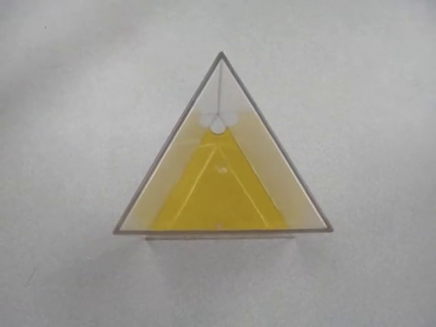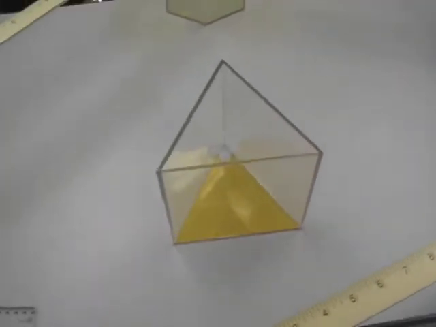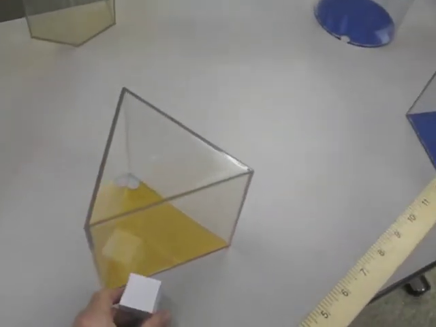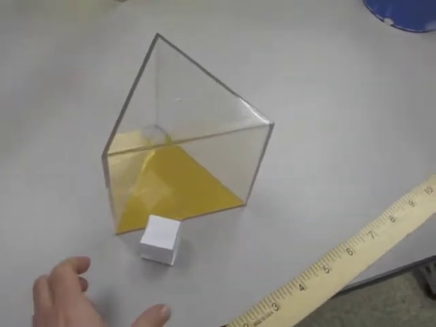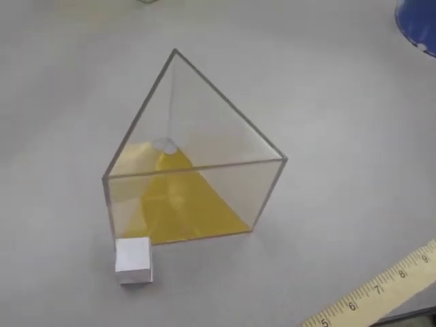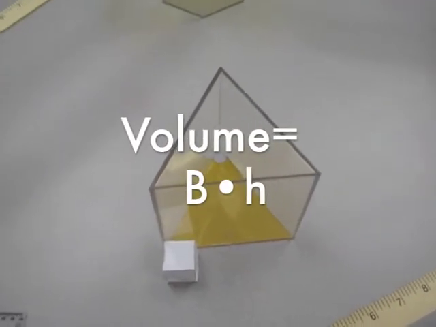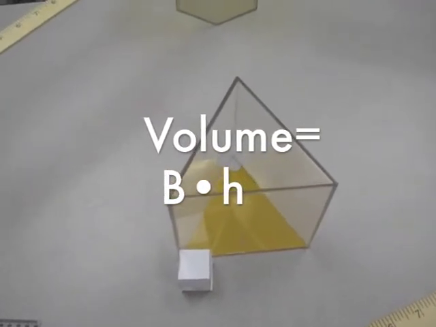Now you might say, what if the shape's a little odd, like this triangular prism? And I would say, so what? You're still trying to answer the same question. How many of these little unit cubes can you fit inside that space? What's its volume? And it turns out it's just as easy to figure for this as it is for any other prism.